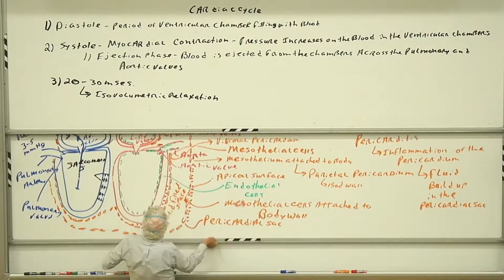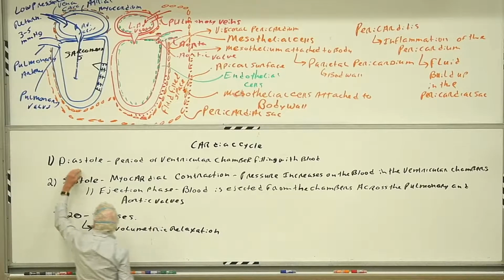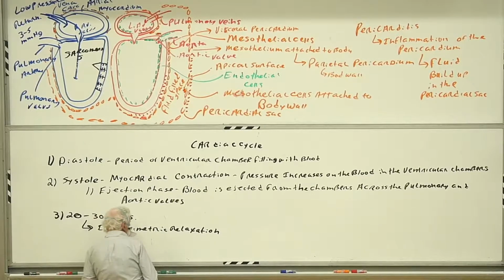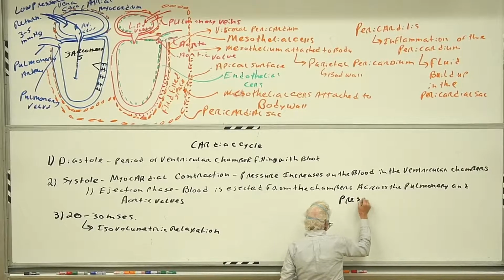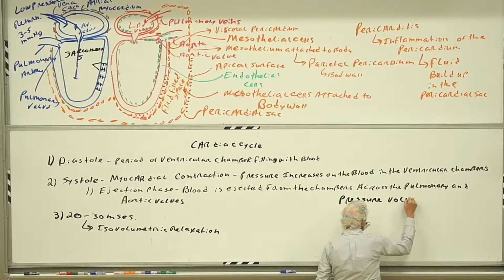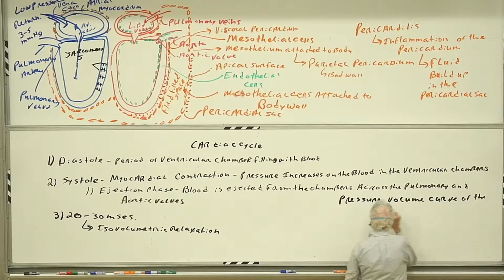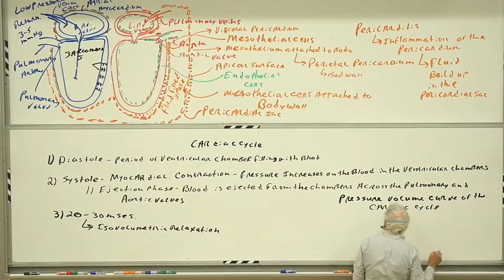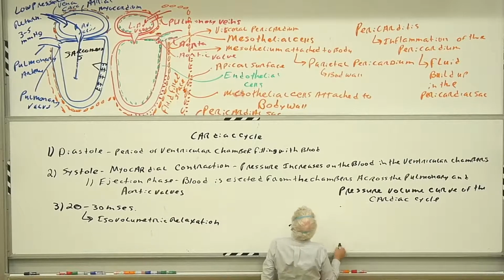So let's take this pattern of diastole, systole, and isovolumetric relaxation, and put it into a graph. And I'll do that over here. This graph is said to be the pressure volume curve of the cardiac cycle. It's often referred to as the toast diagram, and you'll see why when I draw it. Let me put this in the backboard so I have some room.